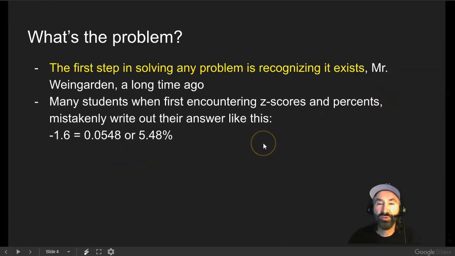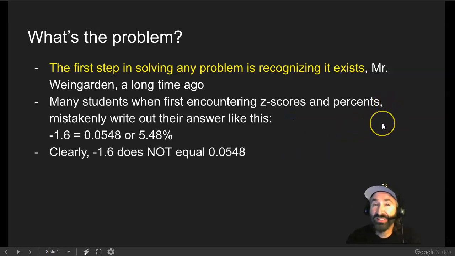Many students, when they first encounter z-scores in percents, mistakenly write out their answers like this. Negative 1.6 equals 0.0548. Now, if you go to a z-table and you look up the z of negative 1.6, you will definitely see 0.0548 in the middle of the table. But those two numbers are not equal. I mean, clearly negative 1.6 is not the same as 0.0548.